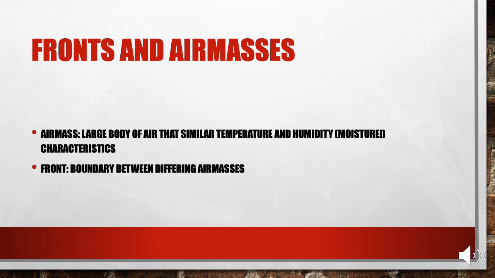An air mass is simply a large body of air with similar temperature and humidity, or moisture, characteristics. A front is just an invisible boundary between differing air masses.